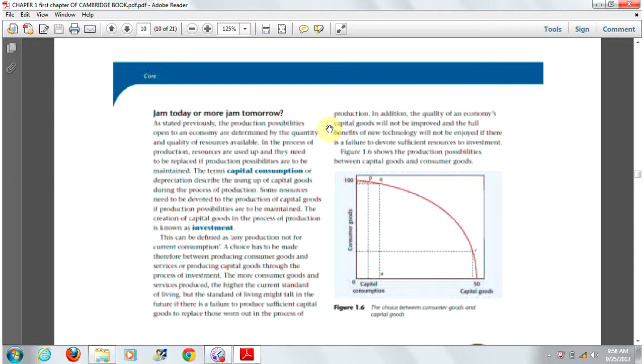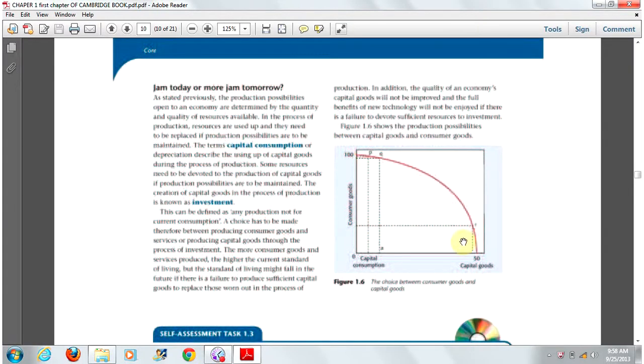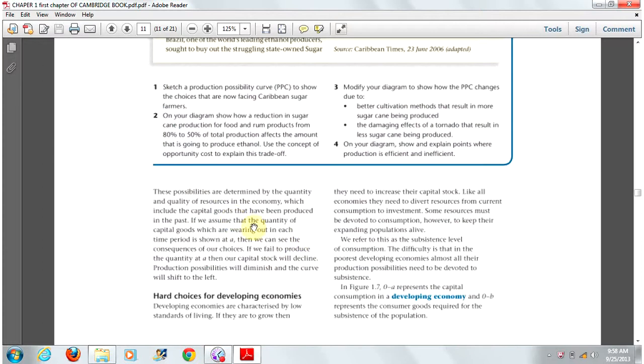Figure 1.6 shows the production possibilities between capital and consumer goods. These possibilities are determined by the quantity and quality of resources in the economy, which include capital goods that have been produced in the past. If we assume the quantity of capital goods which are wearing out in each time period is shown at A, then we can see the consequences of our choices. If we fail to produce the quantity A, then our capital stock will decline. Production possibilities will diminish and the curve will shift to the left.